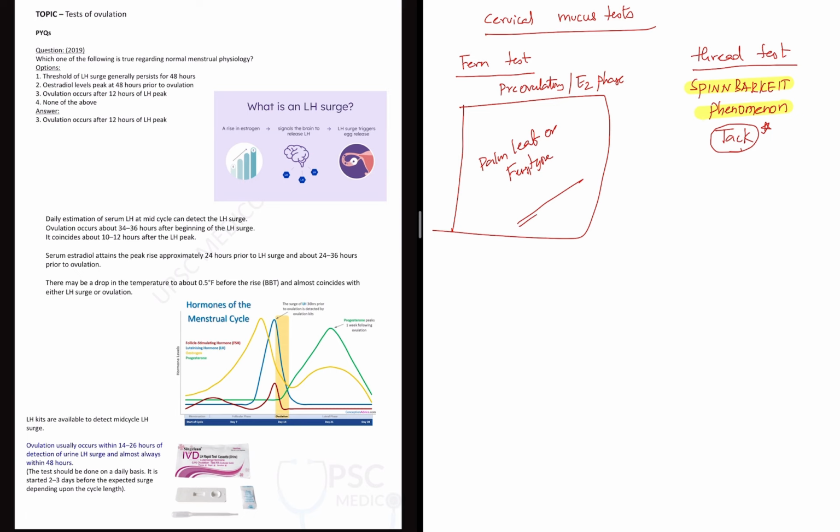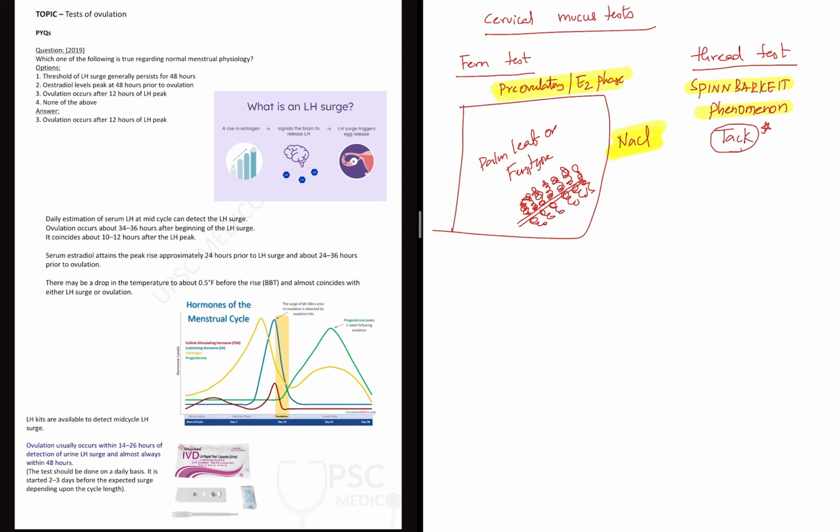It looks like a palm leaf or fern type of reaction. Okay, so this is how it looks, and it is because of NaCl. Very important. So the fern type of reaction is because of NaCl. Don't get confused. It is in the pre-ovulatory phase under the influence of estrogen.